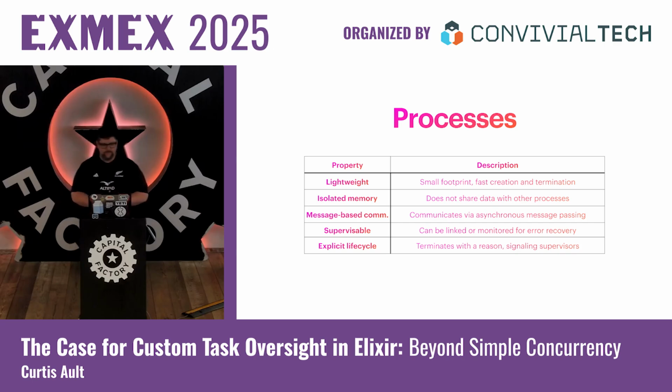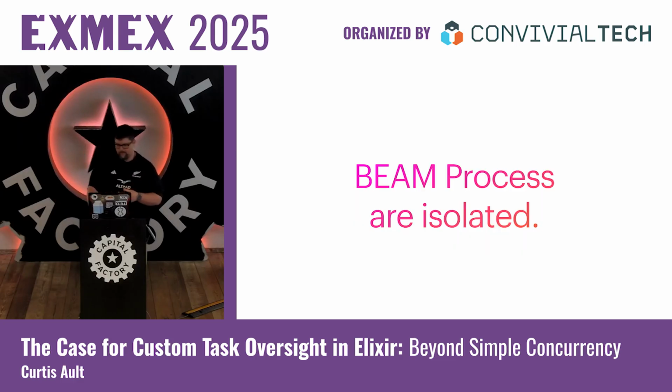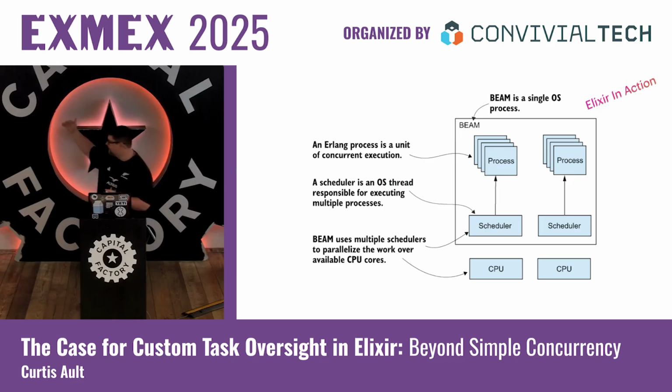So processes are lightweight. They have isolated memory. They each get their own stack and heap. There's probably a whole talk you could give about garbage collection. But the primary thing is that their spin up time is microseconds. They take no time to spin up. And the BEAM handles this all via the scheduler, which scales based on how many processes you have.